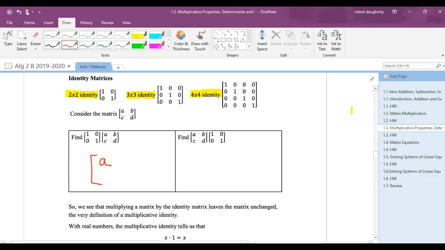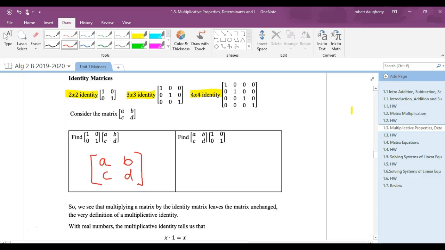It's A. Now let's go over here, first row, second column. What's 1 times B plus 0 times D? That's B. Now let's move to second row, first column. 0 times A plus 1 times C. What is that? C. And then second row, second column, 0 times B plus 1 times D. That's just D, okay? So I got what I started with.